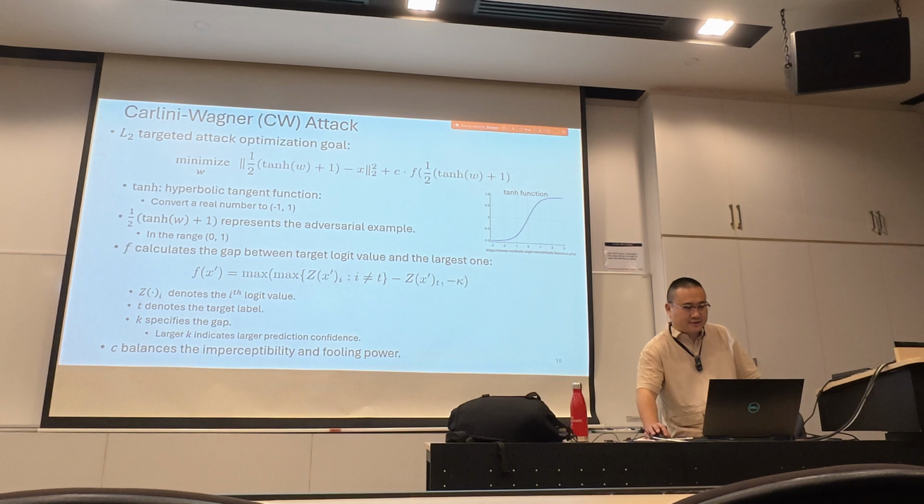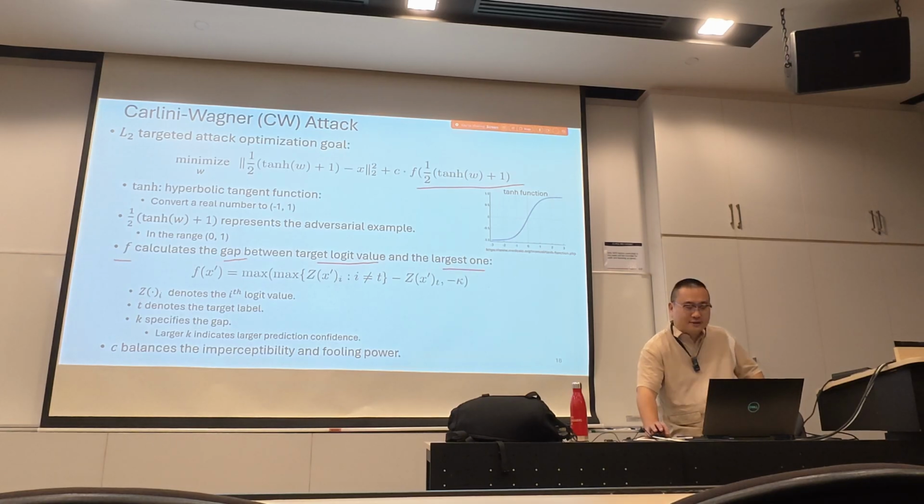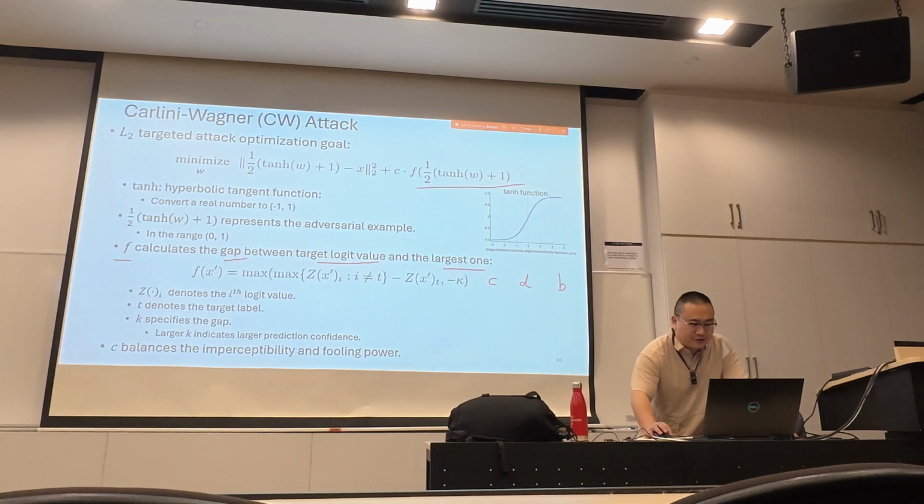And let's look at the second term. So the second term, we have a function f. So what is f? f calculates the gap between the target logit and the largest one. Also let's start with an example. So cat, dog, and bird. Given the image of a bird, we want the model to classify it as dog. So this is what we want to do.